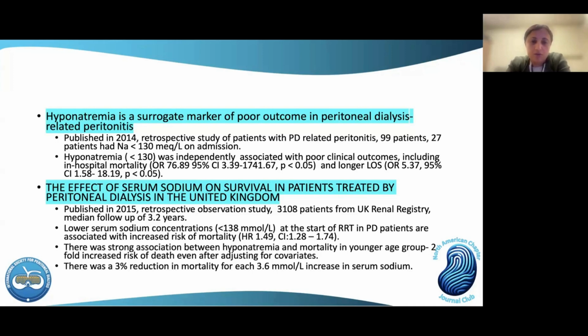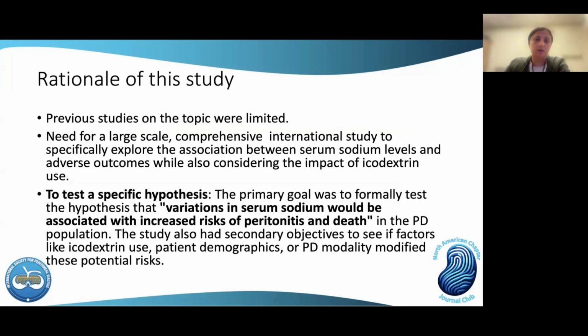In this study, there was strong association between hyponatremia and mortality, especially in a younger age group. There was twofold increase in the risk of death, even after adjusting for covariates. There was 3% reduction in mortality for each 3.6 milliequivalent per liter increase in serum sodium. So these were the 3 studies that I looked at.